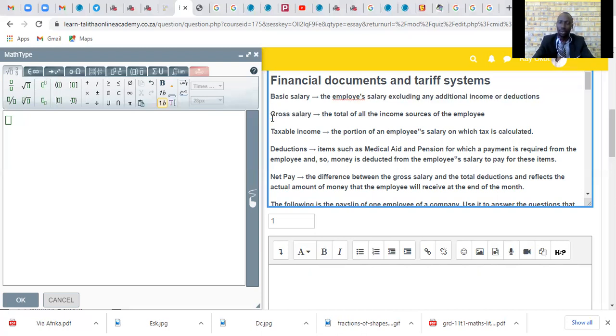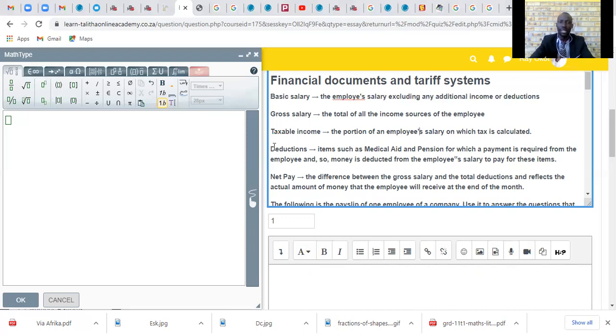Then the next item we want to look at is called the what? The taxable income. The income which can be taxed. So this is the portion of an employee's salary on which tax is calculated. The taxable income is this section of your salary on which tax is calculated. It's called the taxable income.